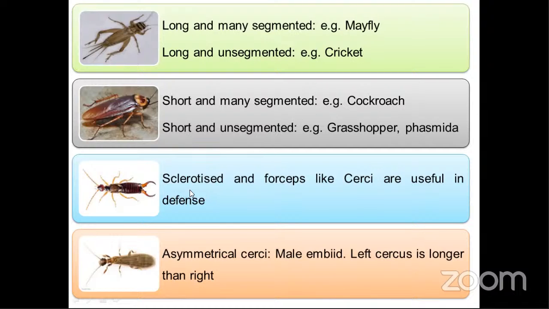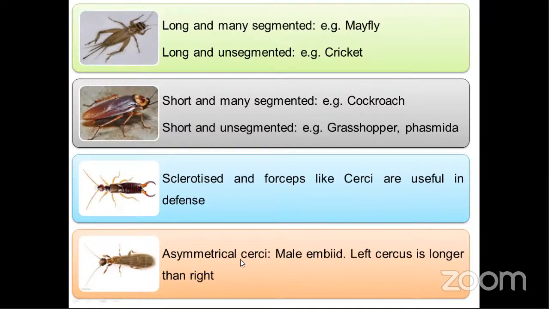Okay, so next, dermapterans, in the case of earwigs. These have a sclerotized surface, which can act as a forceps. We can see here it looks like forceps, which is useful for defense purposes, prey capture, unfolding of the wings, or courtship.